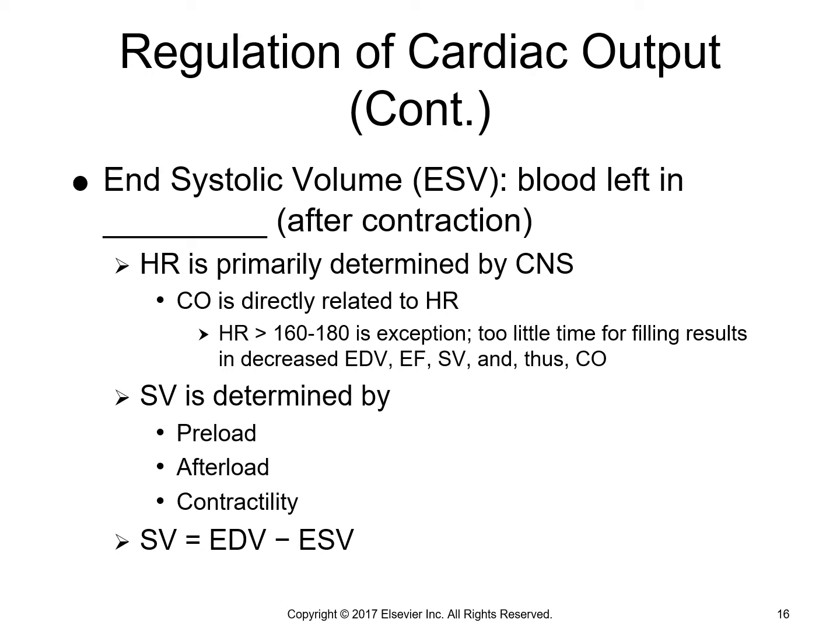So the heart does not eject all of the blood it contains during the contraction, and that small amount of blood that is left then is your ESV. During the relaxation phase, the ventricles fill then to a volume called the EDV, which was on the previous slide. So the difference between the EDV minus the ESV is your stroke volume. And your stroke volume is determined by your preload, your afterload, and your contractility.